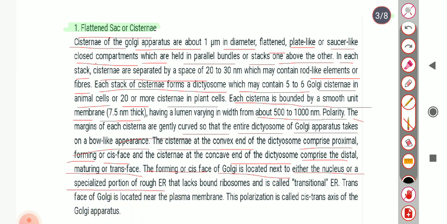The forming or cis face of Golgi is located next to either the nucleus or a specialized portion of rough endoplasmic reticulum. Means cis face is located near the specialized portion of rough endoplasmic reticulum that lacks bound ribosomes, called transitional endoplasmic reticulum, and trans face of Golgi is located near the plasma membrane. The polarization is called cis-trans axis of the Golgi apparatus.